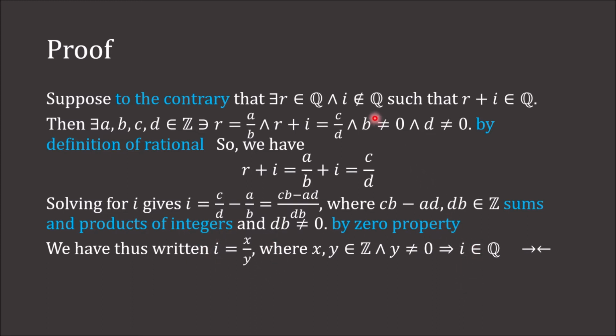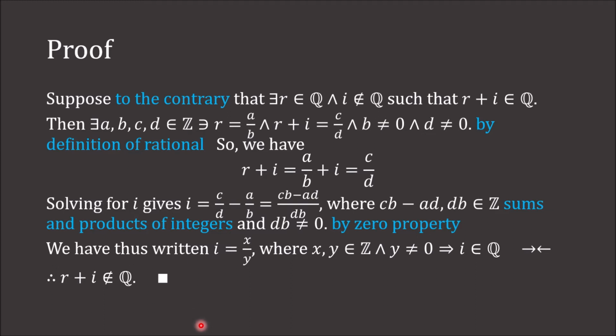But we just assumed that i was irrational. So we're saying that i is both irrational and rational. That is a contradiction. So our supposition must have been incorrect. So r plus i cannot be rational. So r plus i is irrational, and the proof is complete.